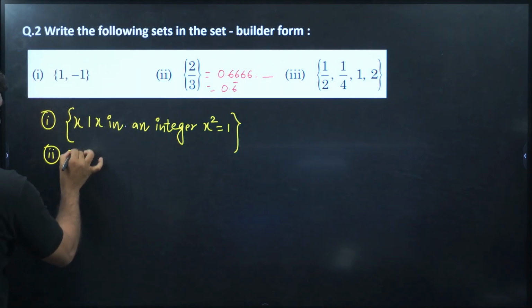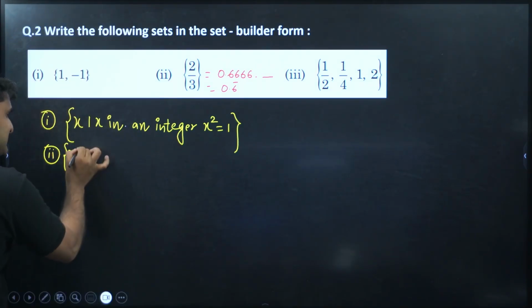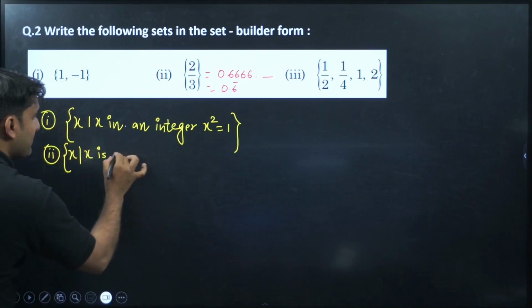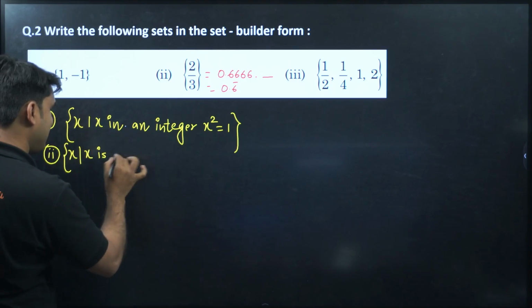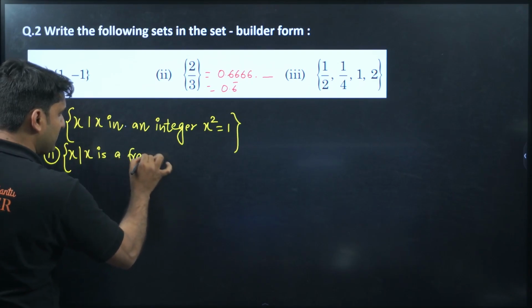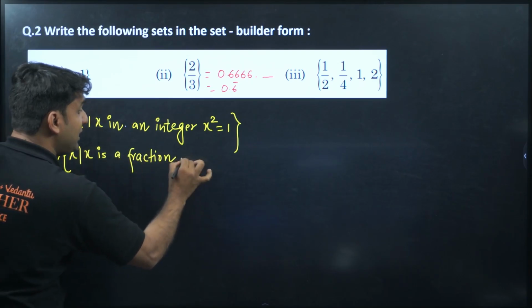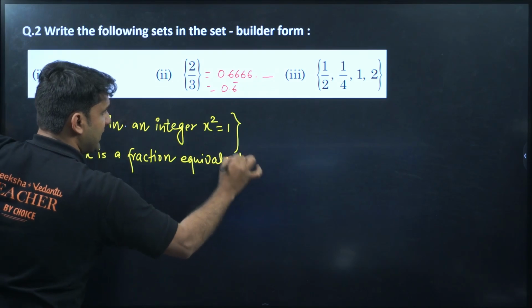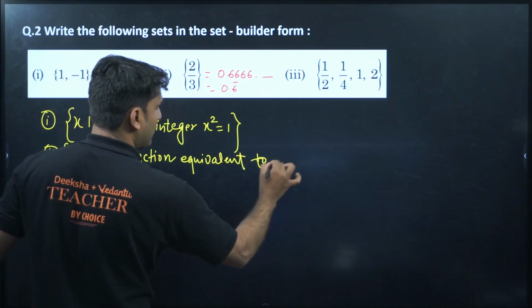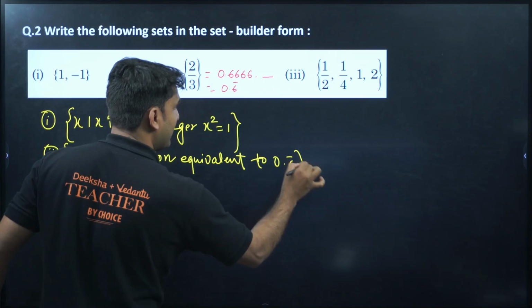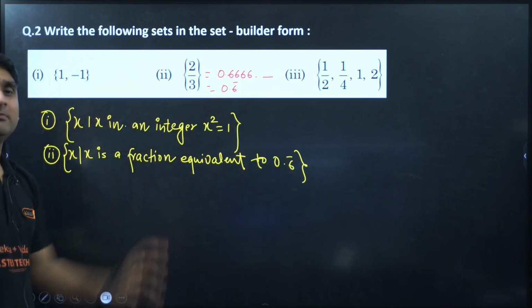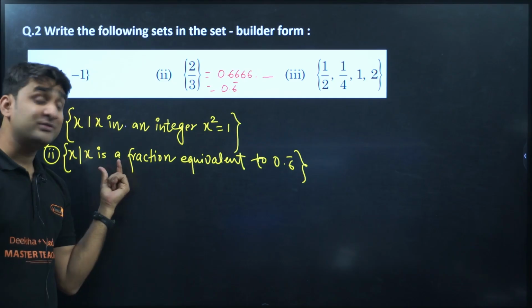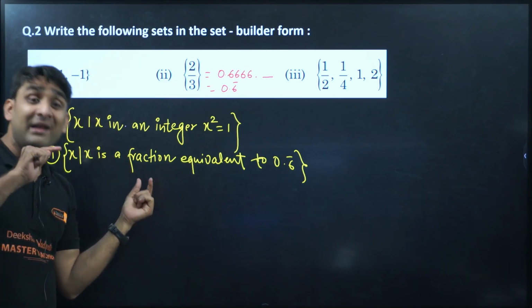Listen: {x such that x is a fraction, 2 by 3 is a fraction, equivalent to 0.6 bar}. This will become the set builder form. Roster form, set builder form. Set builder form comes in description form, language form.